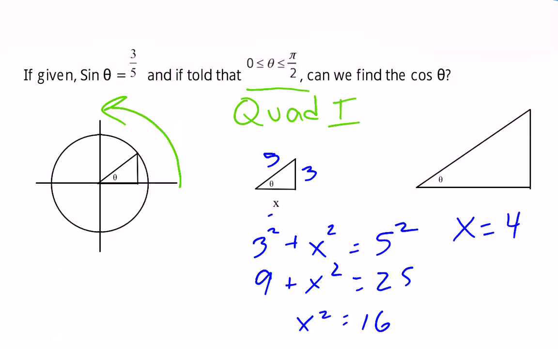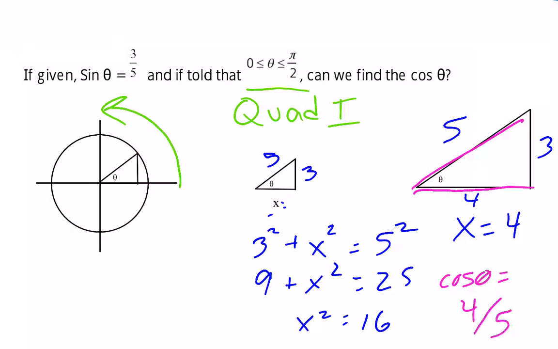And our question is cosine. So if we have a 4, 3, 5 triangle, I want cosine, which is adjacent leg over hypotenuse. So my answer for the whole problem would be that cosine of theta is 4 over 5. So basically we're just going to draw a triangle and then use the Pythagorean theorem.